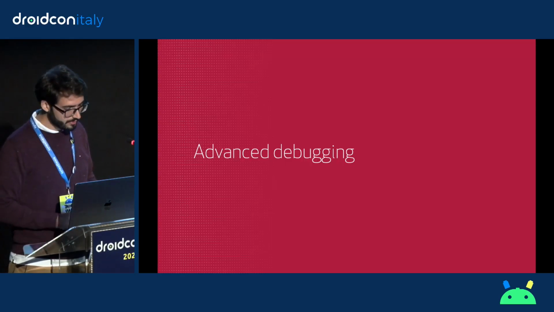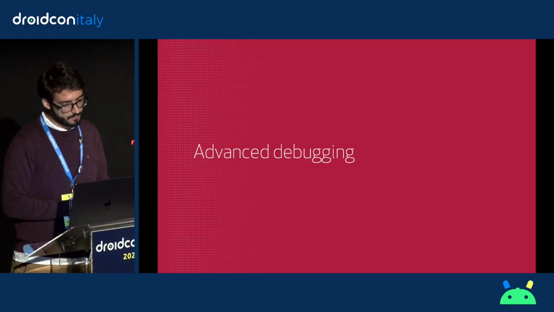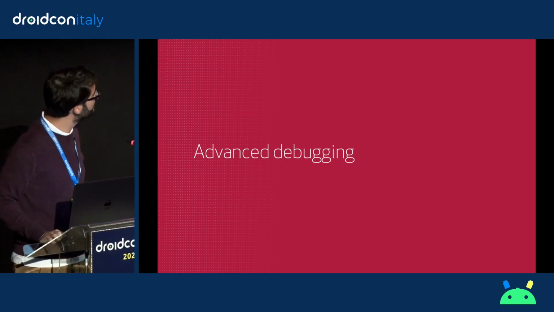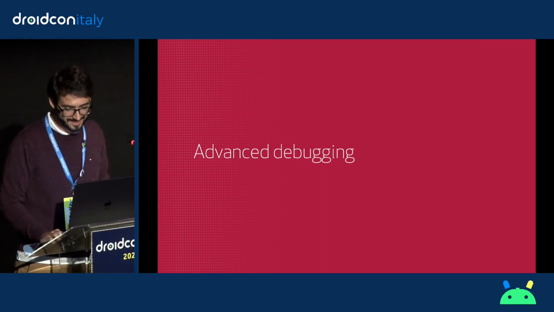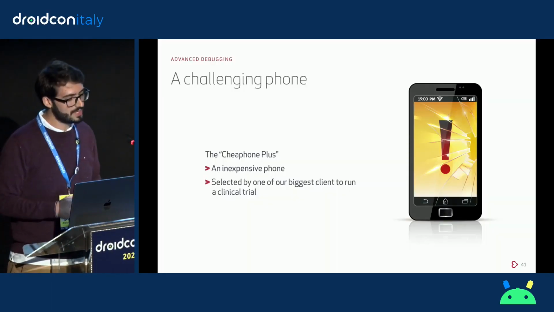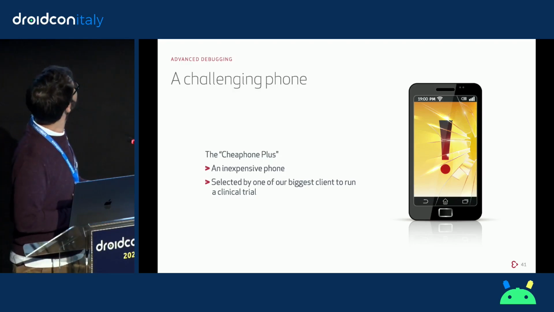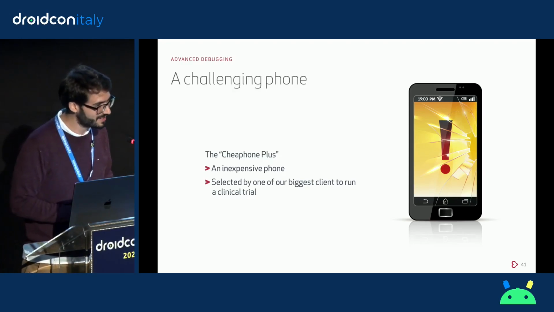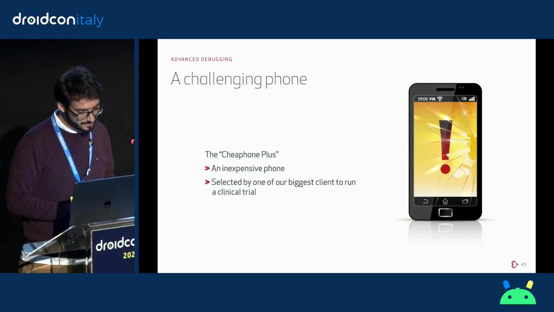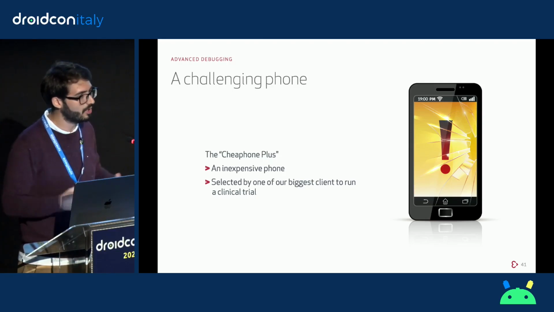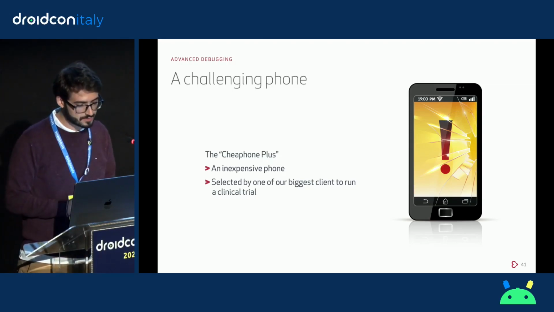So, moving on, we can now see something that happened to us that required kind of advanced debugging. We had this client that asked us to work with a specific phone model. We can call it the Cheap Phone Plus, to not use the real name. This was an inexpensive phone because the client needed a lot of these phones, hundreds, so it was very important for the client.